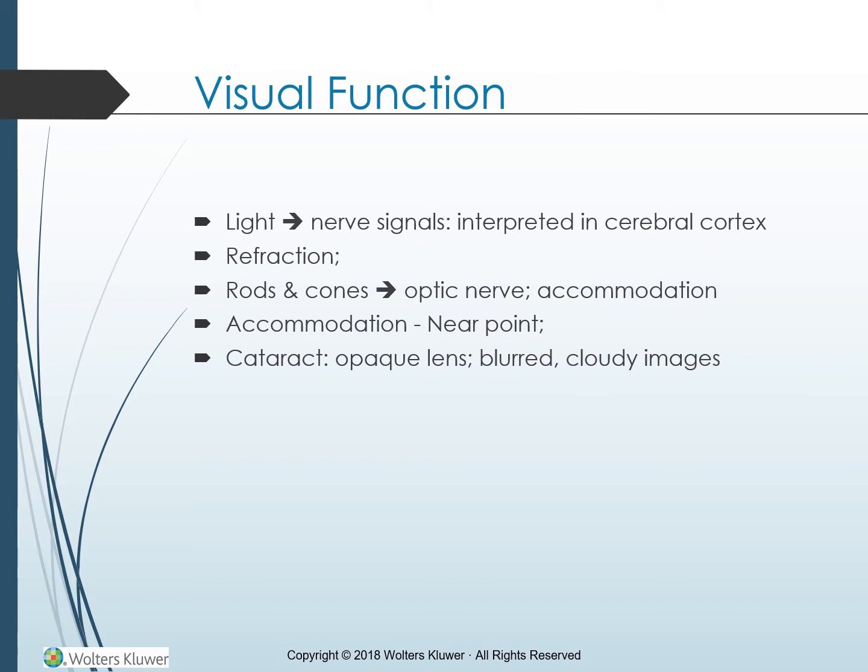Visual function. The function of the eyeball is to convert light energy into nerve signals that are transmitted to and interpreted in the cerebral cortex. Every object reflects light. For a person to see it clearly, the reflected light must pass through the intraocular structures, the cornea, anterior chamber, pupil, lens, and vitreous humor.